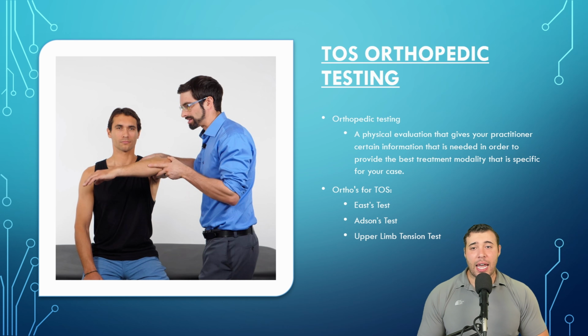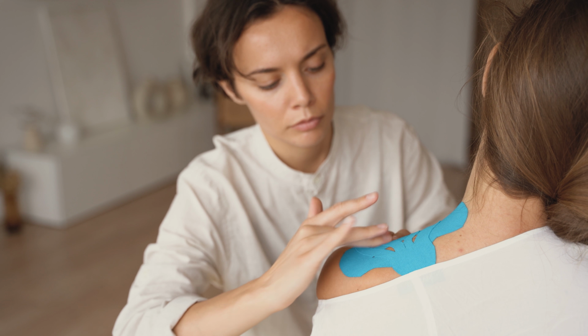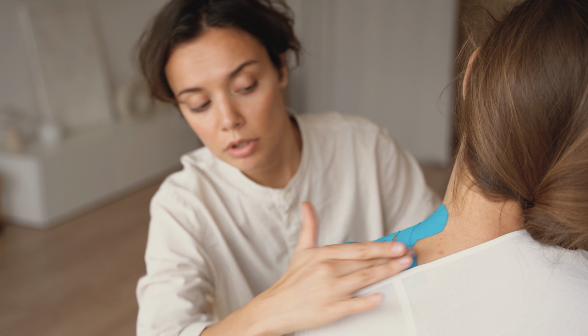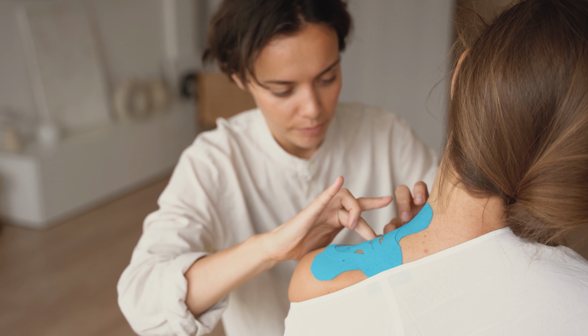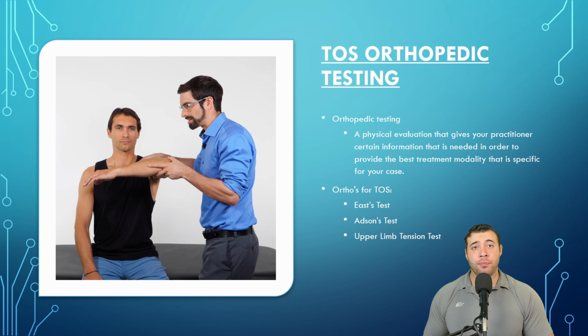So now we can take a look at thoracic outlet syndrome orthopedic testing. For those of you who don't know, let's define what orthopedic testing is. It's a physical evaluation that gives your practitioner certain information that is needed in order to provide the best treatment modality that is specific for your case. Now, some of these orthos are called a couple different names. So the three best ones here are called East test, Adson's test, and upper limb tension test.